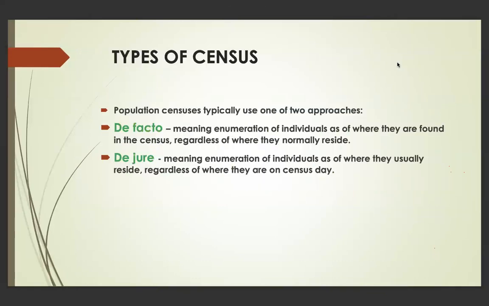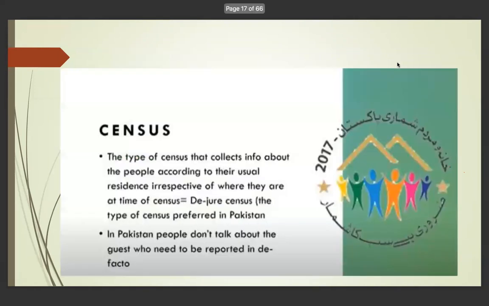The types of census include de facto and de jure. De facto means enumeration of individuals as of where they are found in the census, regardless of where they normally reside. De jure means enumeration of individuals as of where they usually reside, regardless of where they are on census day. The type of census that collects information about people according to their usual residence, irrespective of where they are at the time of census, is the de jure census. The type of census preferred in Pakistan is de jure. In Pakistan, people do not talk about the guests who would need to be reported in de facto.